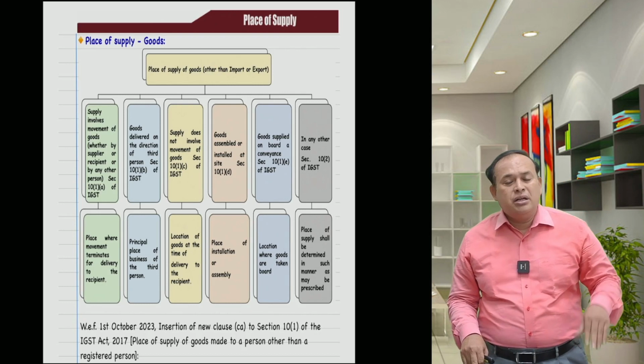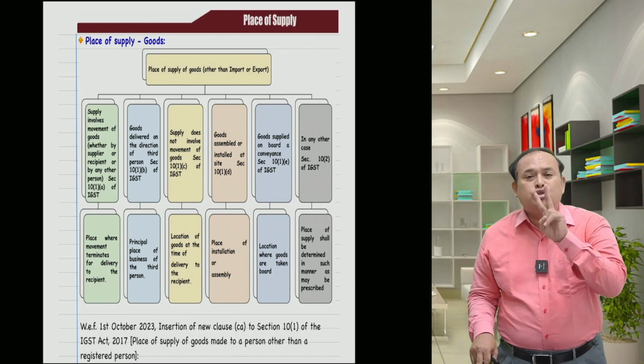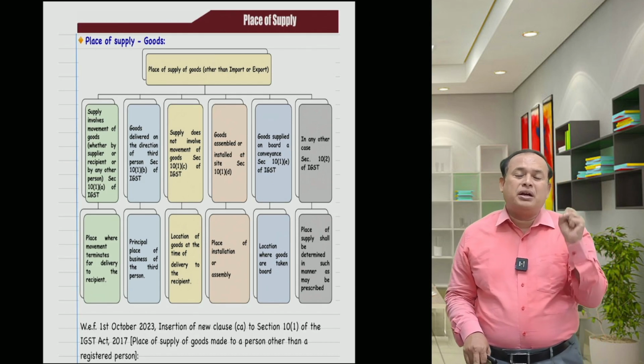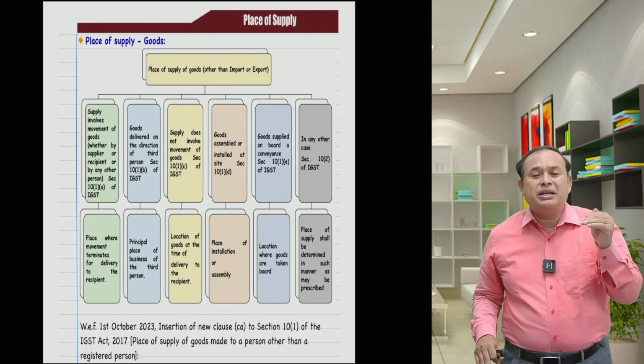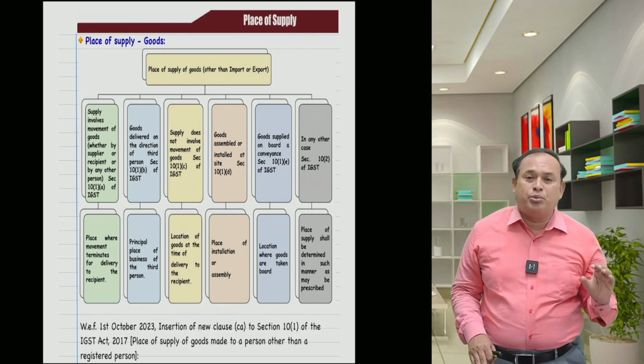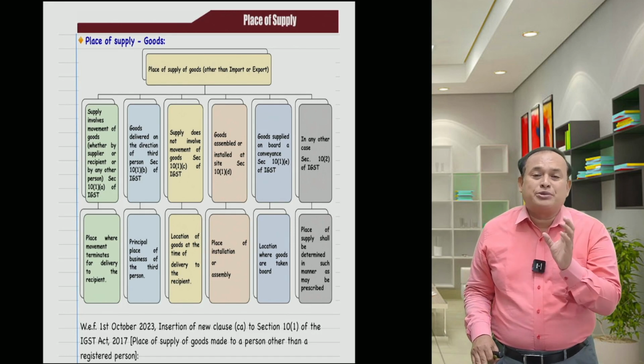That means to say that the place of supply is divided into broadly two: supply of goods and supply of services. When you talk about supply of goods, there is place of supply other than export or import, and place of supply of goods in case of import or export of goods.